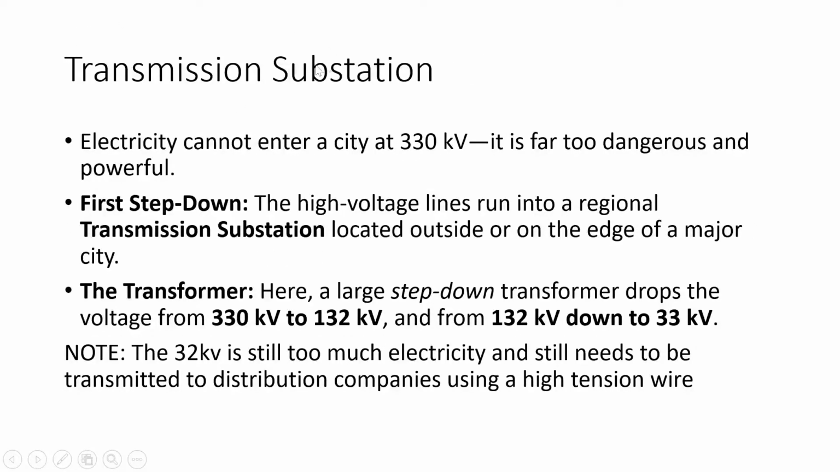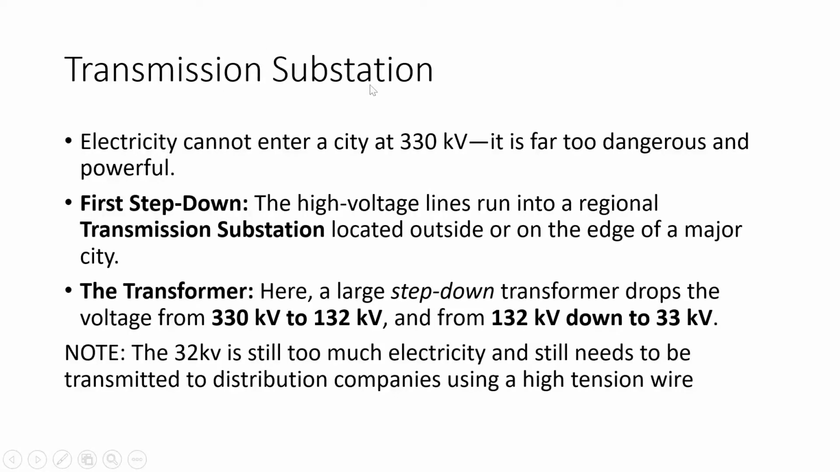Good. At the transmission substation, electricity cannot enter the city at 330 kilovolts. Why? Because it is far too dangerous and powerful. Meaning that if you connect this 330 kilovolts directly to your house, it will blow. It will turn to a bomb, right? Good. So what do we now do? The 330 kilovolts that was transmitted will pass through our transmission substation.